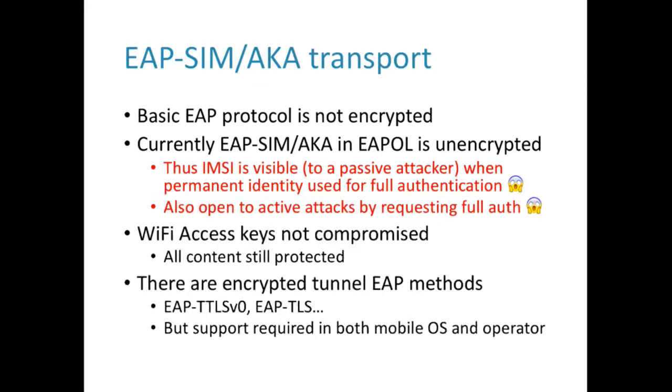And currently, EAP-SIM and EAP-AKA, when run over EAPOL, EAP over LAN, this 802.1X, the way that it's deployed at the moment is, unfortunately, unencrypted. So the IMSI is visible to a passive attacker when a permanent identity, the IMSI, is used for full authentication, so on initial connection. It can also be revealed by an active attack, basically by requesting full authentication, which are the two uglies on this one.